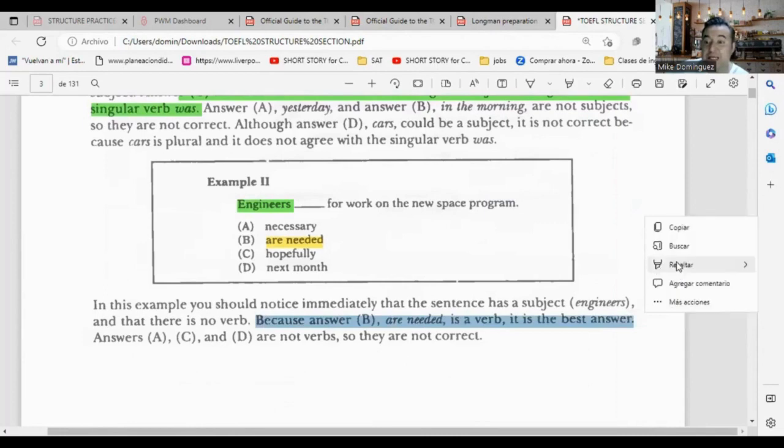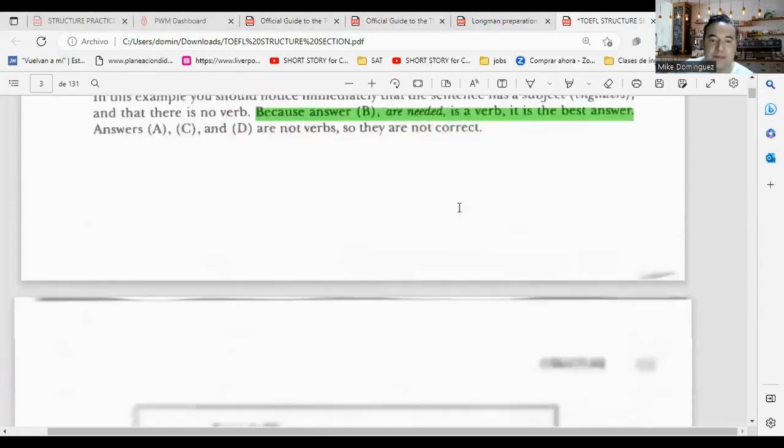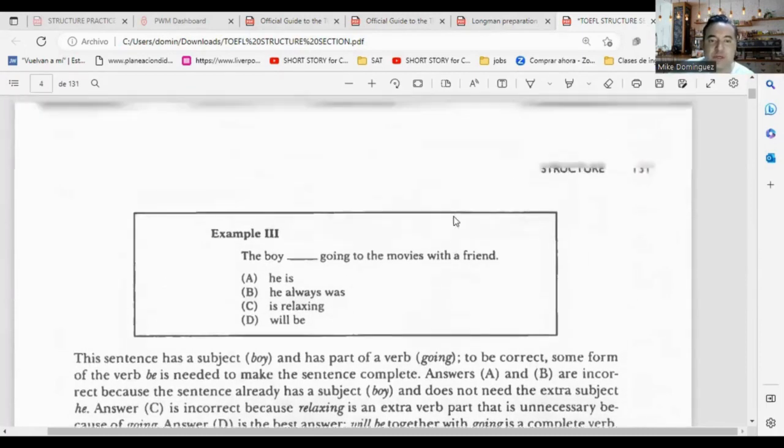Exactly. Notice that it could be the verb or the verb with an auxiliary. That's part of the verb. It's the verb plus the auxiliary that you need. Okay, let's move on to example number 3.